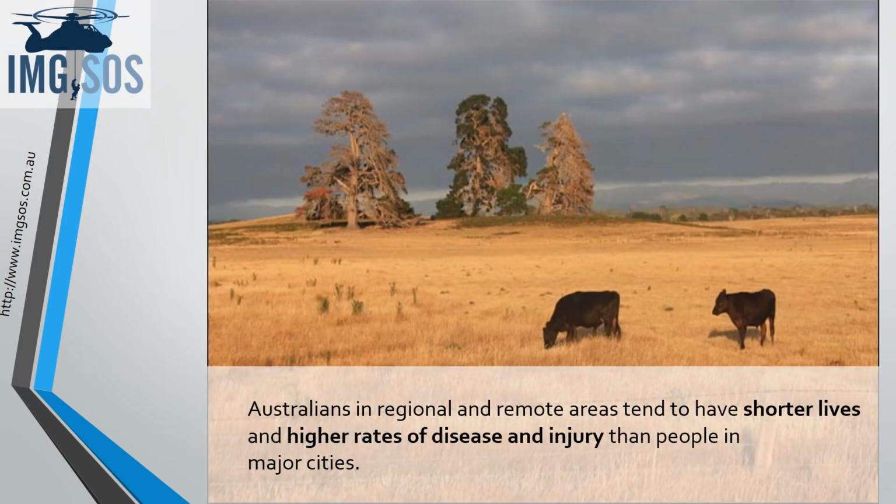Also, that overall picture looks at all Australians, and as we said, most of us live in the coastal fringe. Most Australians live within 50 kilometres of the coast. But Australians in regional and remote areas tend to have shorter lives, and they have higher rates of disease and injury than those living in major cities. This is not a uniquely Australian phenomenon. In countries with large rural areas such as Canada and the USA, they see similar pictures as far as health is concerned. Delivering health to rural communities is a challenge for every Western country.